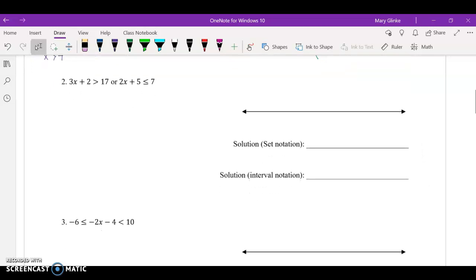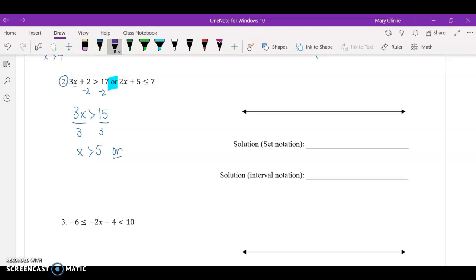So let's take a look at number 2 now. This one has the word or. So it's telling you exactly what you want to do with the or problem. It's whatever works in one or the other. It's the union of the two. So for problem number 2, we're going to go ahead and solve for x. We're going to subtract 2 from both sides of this first inequality and then divide by 3. And we get x is greater than 5.